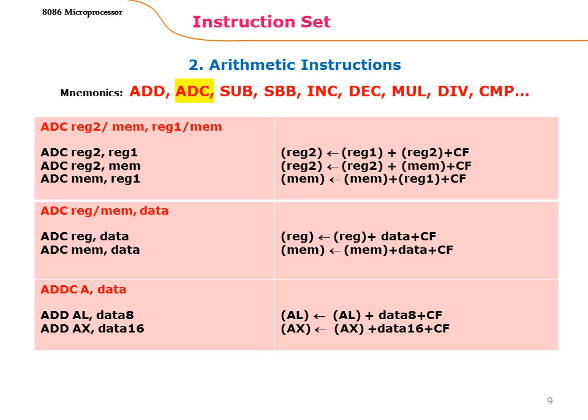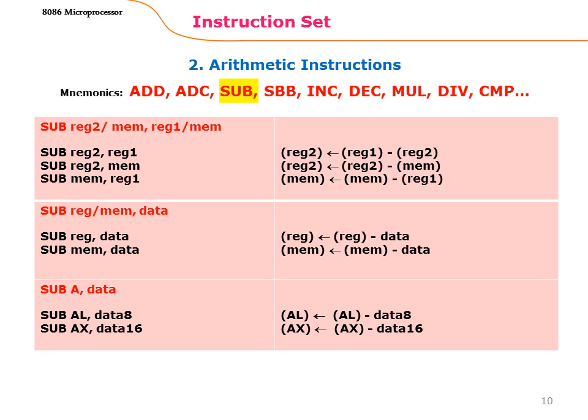ADC, add with carry. In this, the addition operation is done along with the carry flag. If the source operand is a register, there are two possibilities of destination operand, that is either register or memory. If the source operand is immediate data, there are two possibilities of destination operand, either register or a memory. If the source operand is a memory, the destination must be a register but not a memory location. Example, ADC AL, 8-bit data. In this, the content of AL, the immediate data and the content of the carry flag are added and the result is updated in the register.